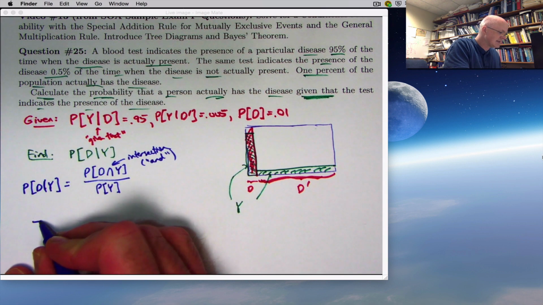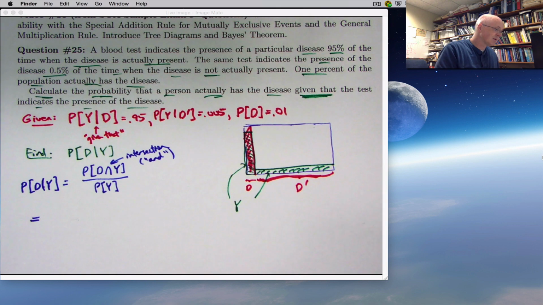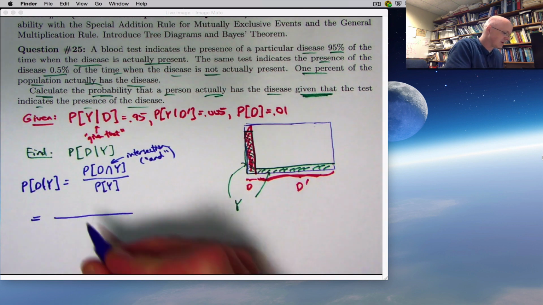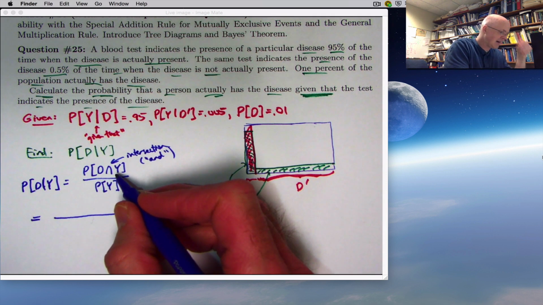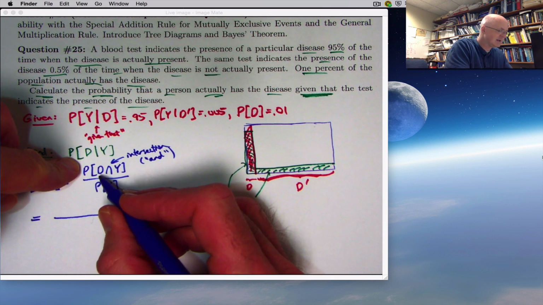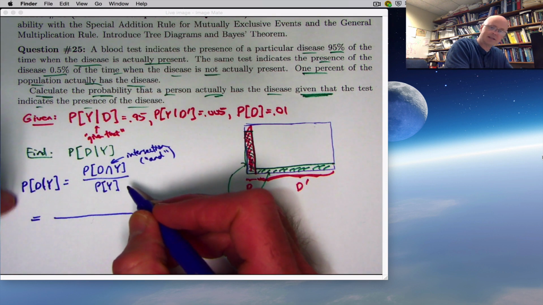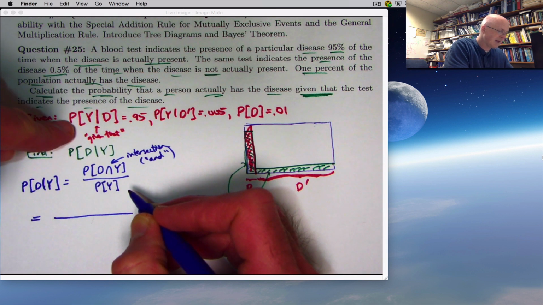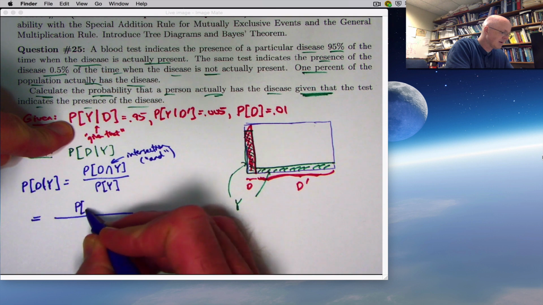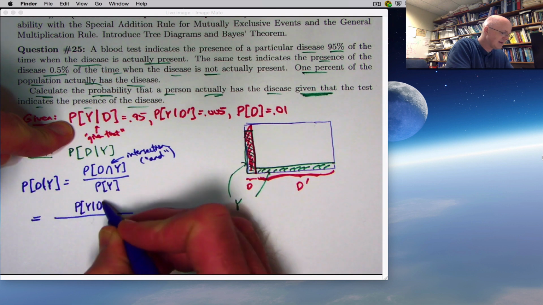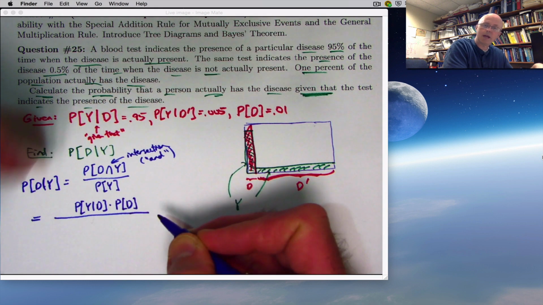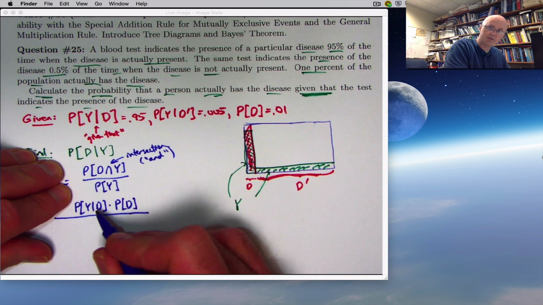The next thing to use is the general multiplication rule again, as well as one other thing that I'm going to do. I'm going to use the general multiplication rule on top here to find the probability of D intersection Y occurring, but not using this conditional probability, but instead using this conditional probability. The probability of D intersection Y could be thought of as this conditional probability up here, the probability of Y given D, times the unconditional probability of D. That's the general multiplication rule, if I think of it in terms of this conditional probability.